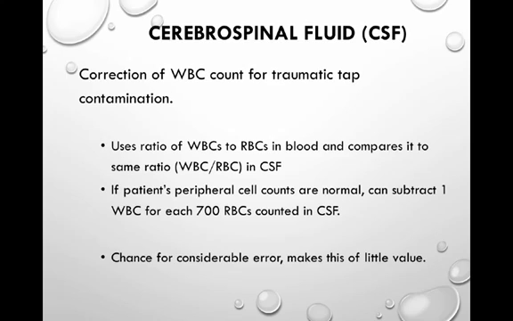If the patient's peripheral cell counts are normal, we can subtract 1 white blood cell for each 700 red blood cells counted in CSF. There's a great chance for considerable error, and it makes these correction requests really of little value.